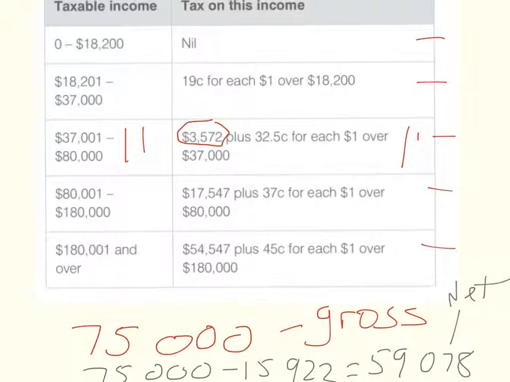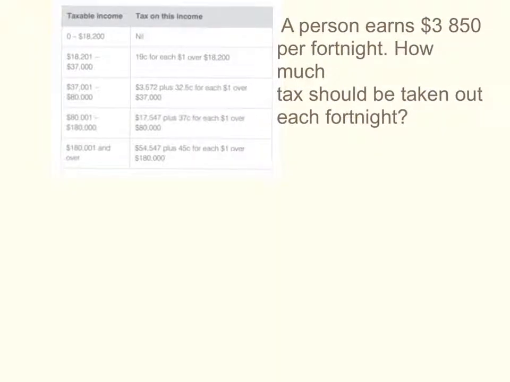I'll show you another example of the kind of questions that you would have to do. I'm going to get rid of this off the screen, copy it down if you need. So let's say we're doing this question here. A person earns $3,850 per fortnight, and we want to figure out how much tax should be taken out. This is how it works in the real world. It's not like in America's system where, well, I don't know if they still do it, I saw it on The Simpsons once where Homer forgot to pay his taxes. He actually had to go and physically give money to the government. We don't do that in Australia. Each time you get your pay, your employer just takes money out of my pay and gives it to the government.